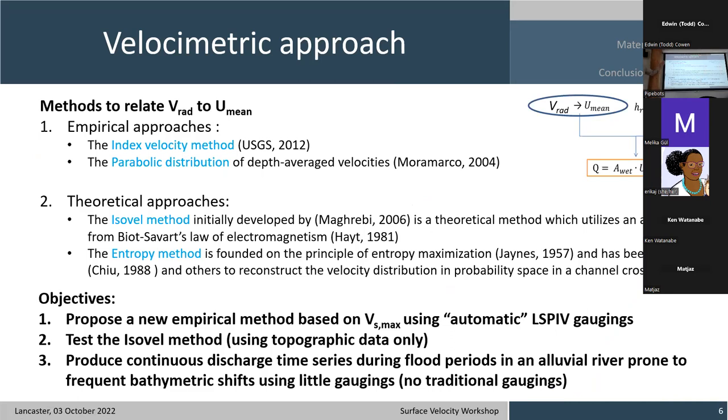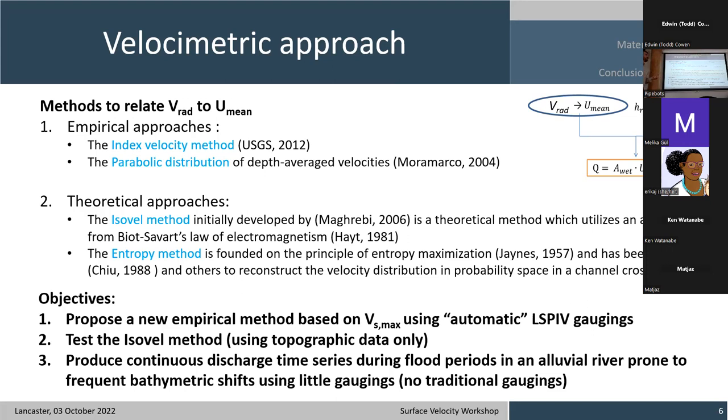For the rating between radar velocity and U-min, the mean channel velocity, different methods have been proposed, like the well-known index velocity method, which appeared in the US, but also the parabolic distribution model by Moramarco, and also some theoretical approaches like the Isovel method, which is an analogy of an electromagnetic law, and also the entropy method, which is a probabilistic method.